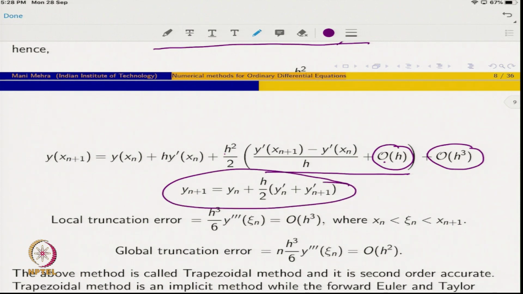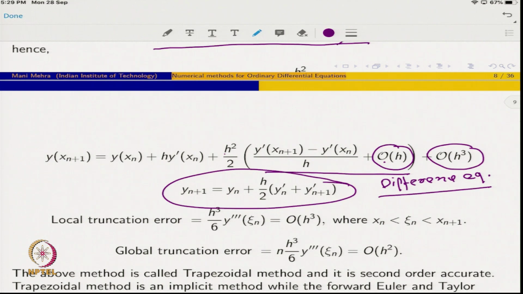So again, what is this? This is a difference equation. In numerical methods we are not solving the differential equations. We are solving the difference equation, where the solution of the difference equation approximates the solution of the differential equation. That is what we have seen earlier also.